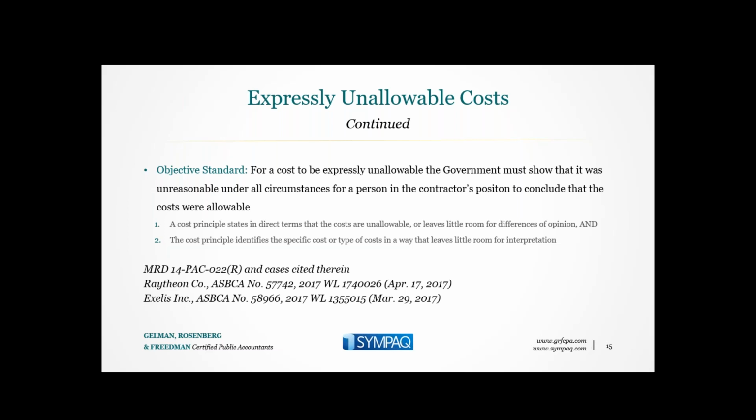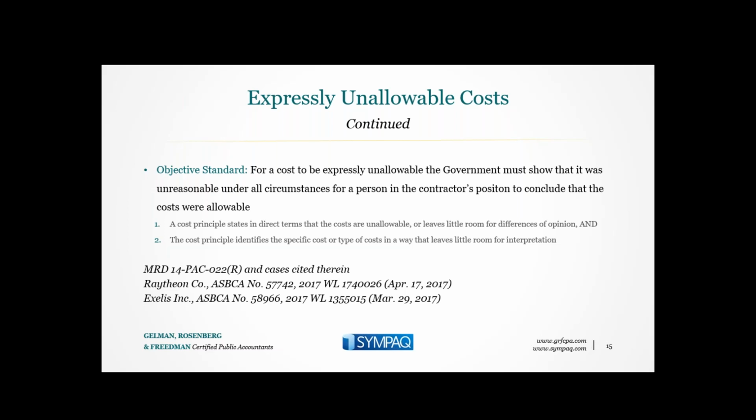So for a cost to be expressly unallowable, the government must show that it was unreasonable under all circumstances for a person in the contractor's position to conclude that the costs were allowable. So the cost principle states in direct terms that the costs are unallowable, or leaves very little room for differences of opinion. So the cost of alcoholic beverages is unallowable. That's very direct, leaves little room for interpretation. The cost principle identifies the specific cost or type of cost in a way that leaves little room for interpretation. And there are cost principles like the advertising cost principle, which specifies types of advertising that would be unallowable. Generally speaking, types of advertising that are self-promotional would be expressly unallowable.